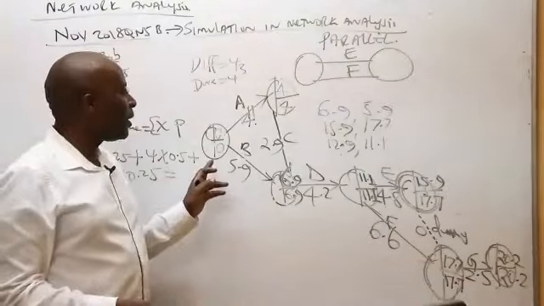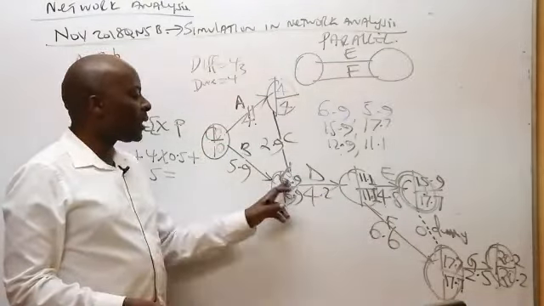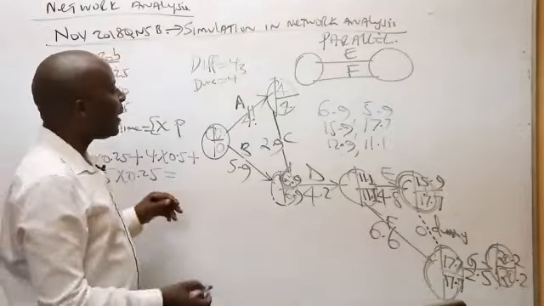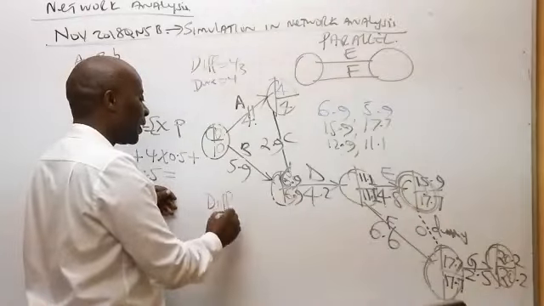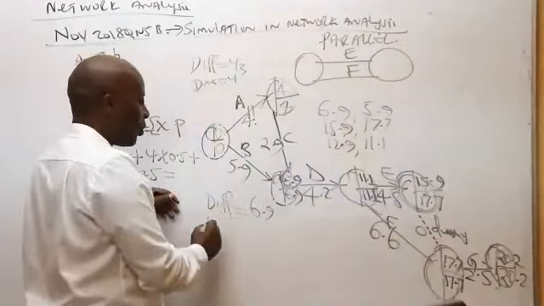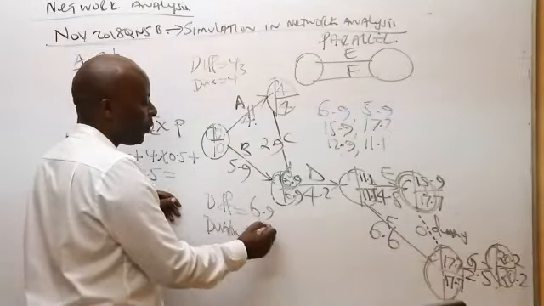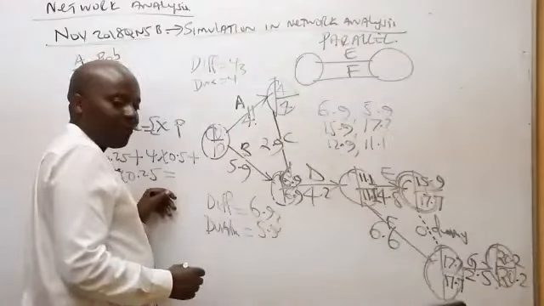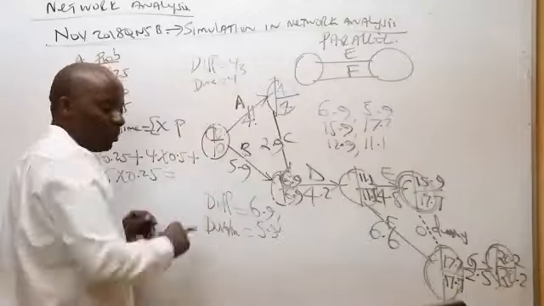Look at B. I agree that there is a match between the tail and there is a match between the head. But when I take the difference between the head and the tail, that difference gives me 6.9. And then we have the duration here. The duration of B is 5.9. They are different. So there is no way B can ever be critical.